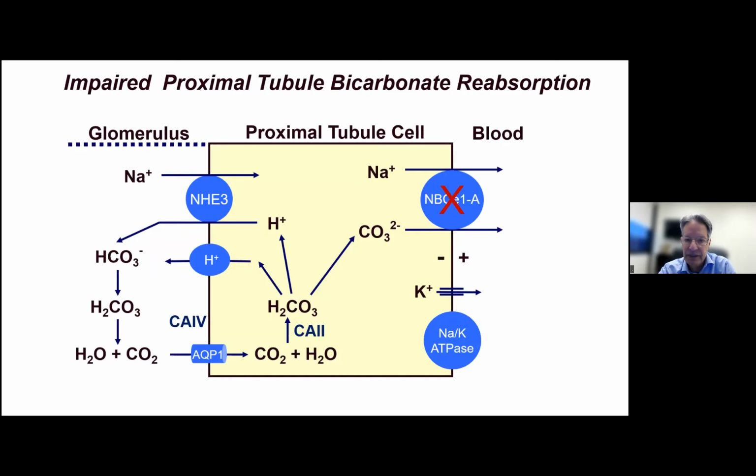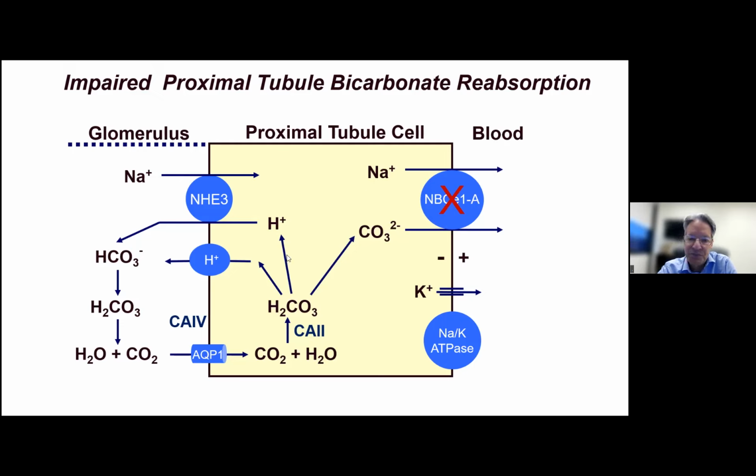So again, they have a problem with NBCe1A, and many, many mutations have now been described in this protein. So the bicarbonate can be converted to carbon dioxide. It can get back in the cell. It can be back converted to carbonate, but now the carbonate can't get out. There's no other machinery here on the basolateral membrane of mammalian proximal tubules that can do this.